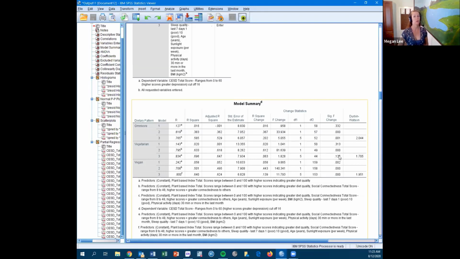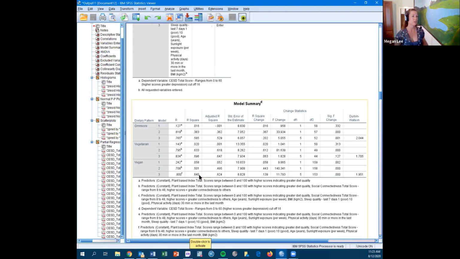So we couldn't go on and measure like the vegetarians. It seems only social connectedness has a significant R change, which is interesting. But look what's happening with vegans. This is interesting in itself.